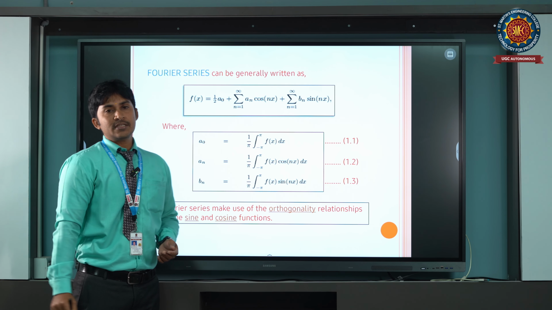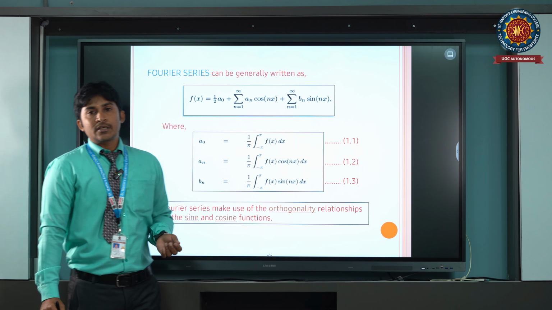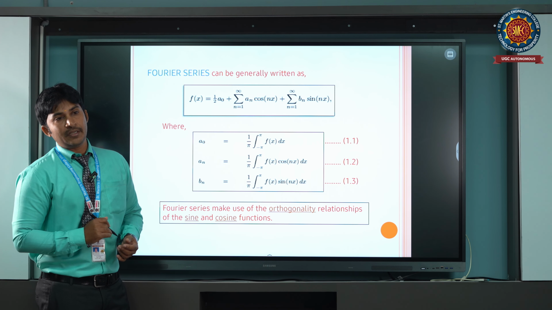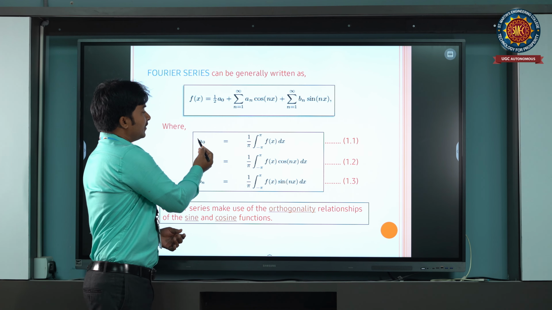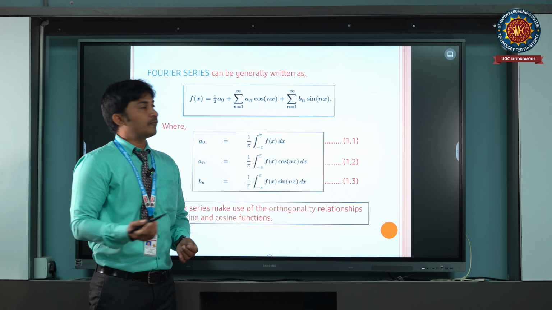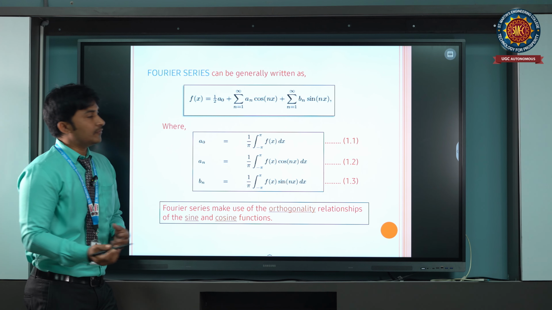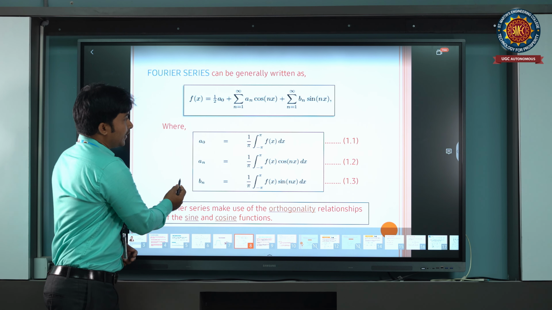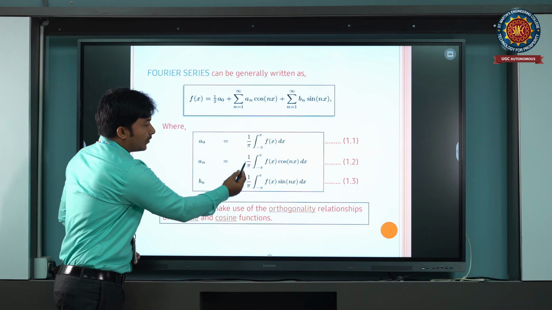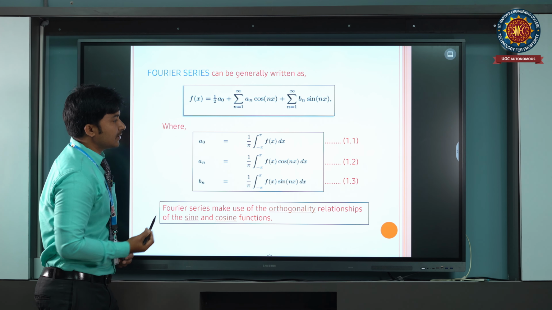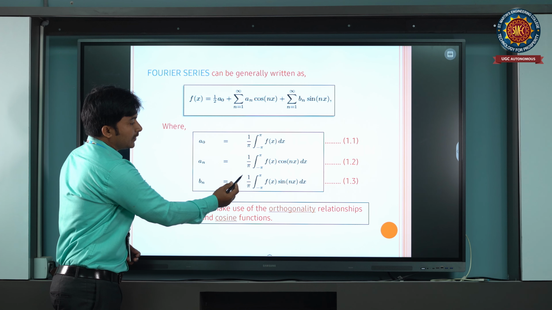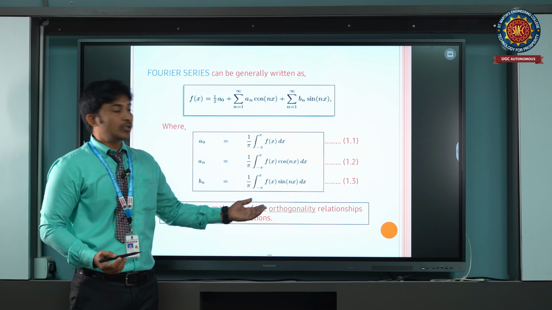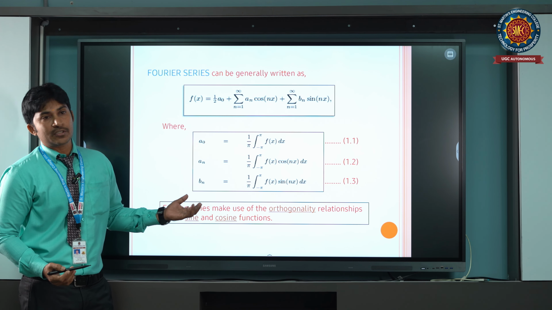And next one, the Fourier series is generally written as f of x equals a naught by 2 plus summation n equals 1 to infinity a n cos n x plus summation n equals 1 to infinity b n sin n x. Here a naught, a n, b n are the coefficients of the Fourier series. a naught equals 1 by pi integral minus pi to pi f of x dx, a n equals 1 by pi integral minus pi to pi f of x cos n x dx, and b n equals 1 by pi integral minus pi to pi f of x sin n x dx. These come from the orthogonality relations of sine and cosine functions.